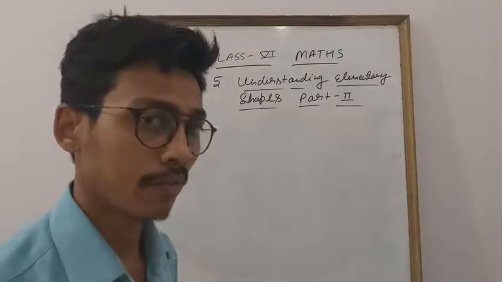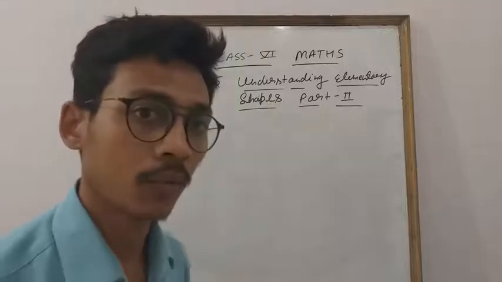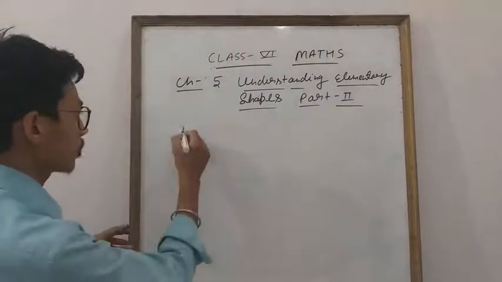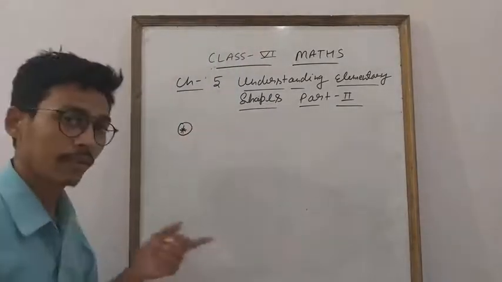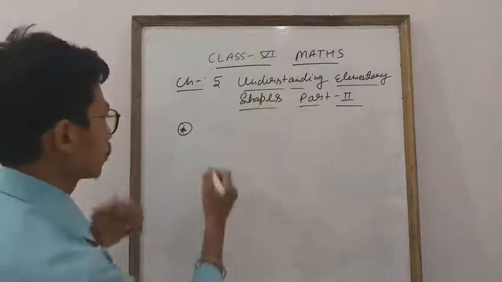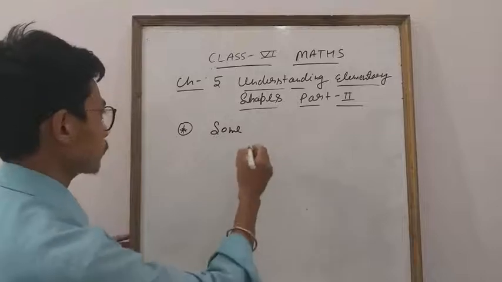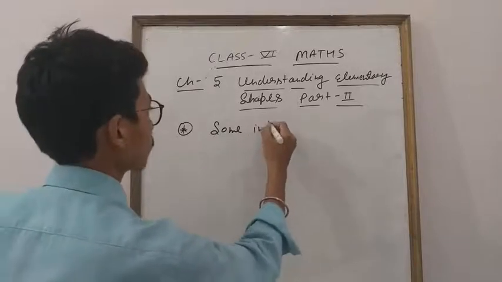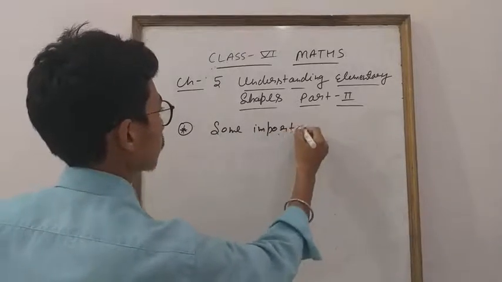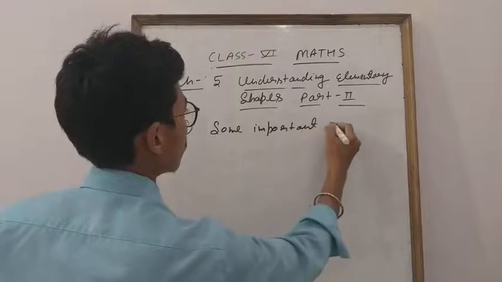That is chapter 5, and today we will discuss part 2. And students, in this we will also discuss some important things, then we will move on to the exercise. So today we will discuss some important quadrilaterals.